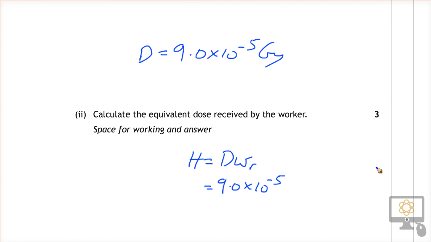So we can finish off our question just now. The radiation weighting factor was 1, so we just multiply by 1 and we get our answer, which is the same value, but of course it now has a different unit: 9.0 times 10 to the minus 5, and the unit for equivalent dose is the sievert.